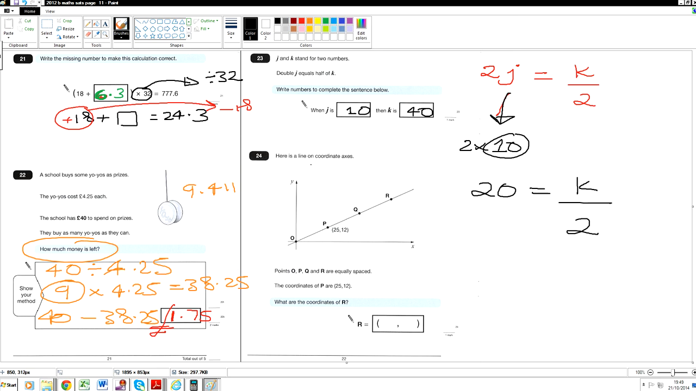Here is a line on a coordinate axis. Points O, P, Q and R are equally spaced. The coordinates of P are 25, 12. What are the coordinates of R?